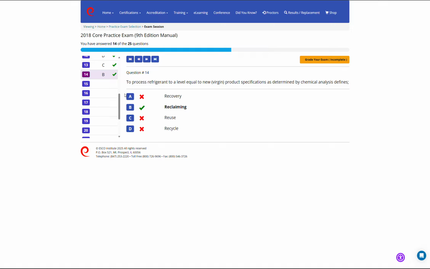Okay, we're back. So apparently, it was saying that even filtering for moisture included and filtering for oil and stuff is the definition of recycling. And now it's saying that reclaiming is to process refrigerant to a level equal to new virgin product specifications as determined by chemical analysis.